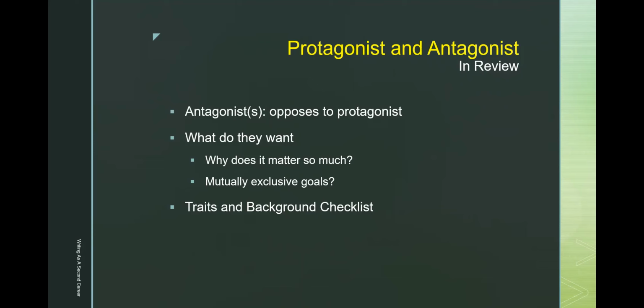For both characters, ask yourself, what do they want? Why does it matter so much? What is the terrible thing that will happen if each of these characters does not get what they want? And as I just alluded to, are the goals mutually exclusive? Don't have to be, but that does make for a very strong conflict. If not mutually exclusive, it should be difficult for them both to reach their goals. And there is the traits and background checklist approach, which you may want to do along with asking these questions. So you can do both.